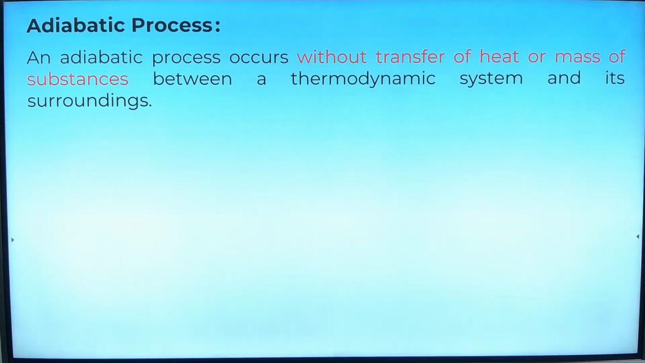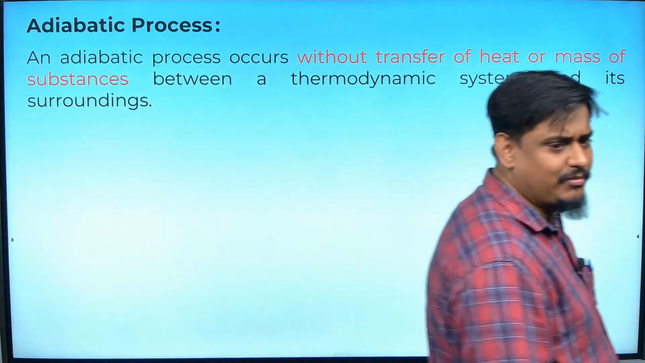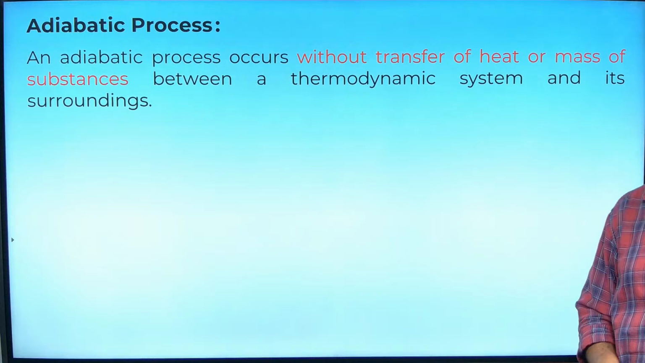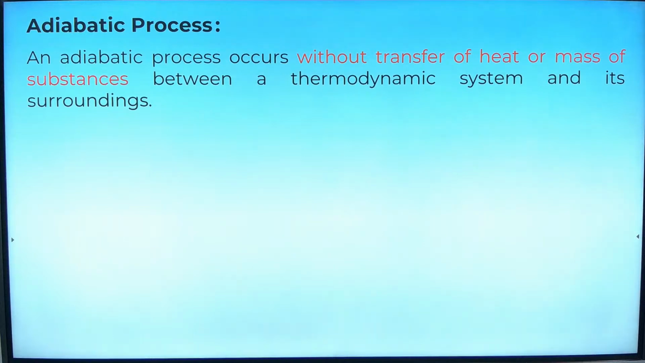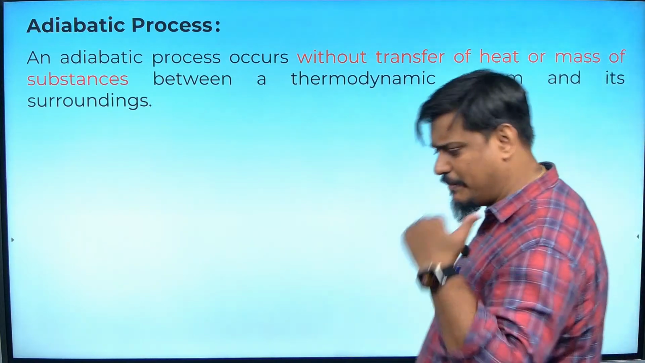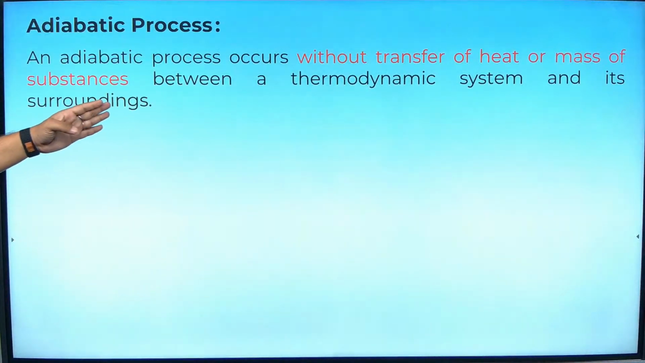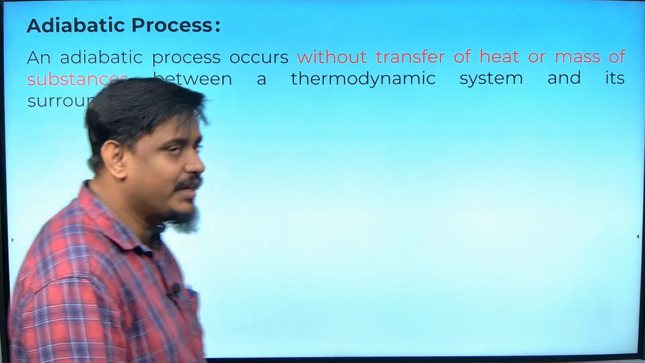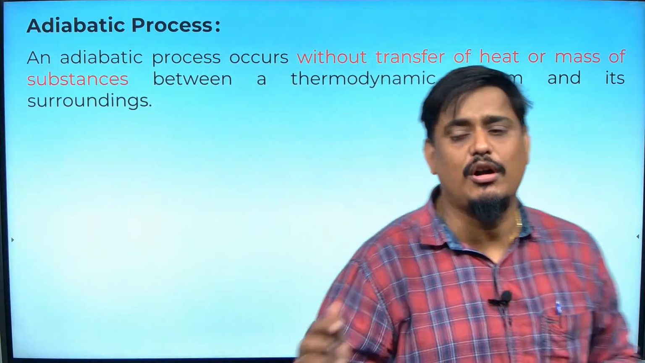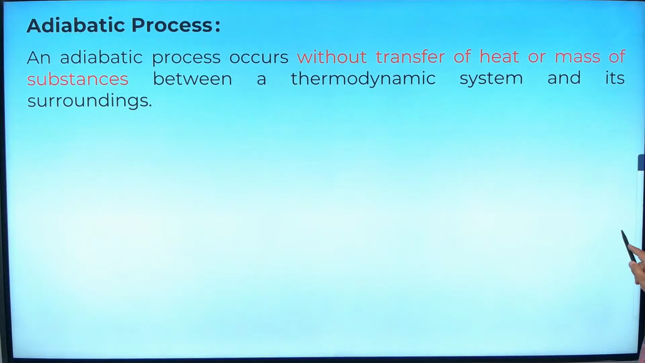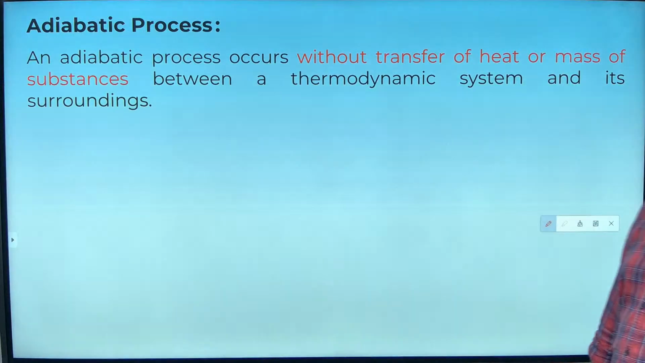Okay. So next we are going to talk about the adiabatic process. I told before some time, it is a process in which no exchange of heat is allowed between system and surrounding. Same thing is written here also. See what is written? Occurs without transfer of heat or mass between the thermodynamic system and its surrounding. So any process where heat exchange is not allowed between system and surrounding can be called an adiabatic process.